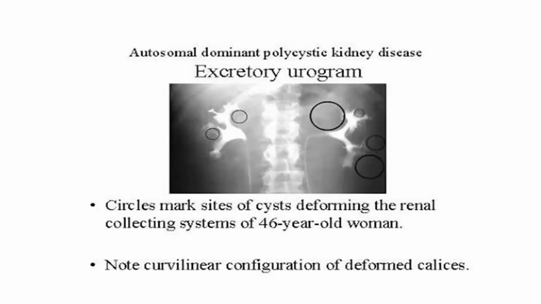This is an excretory urogram, the radiology of intravenous pyelography. The circles mark sites of cystic dilatation, deforming the renal collecting system. These are the calyces. You have to note the configuration of the dilatation of the renal pelvis.